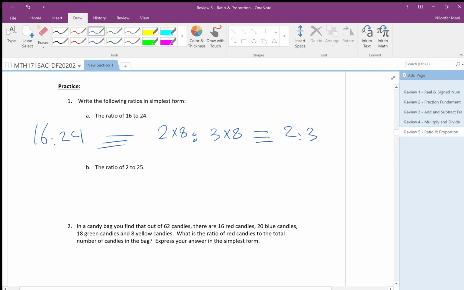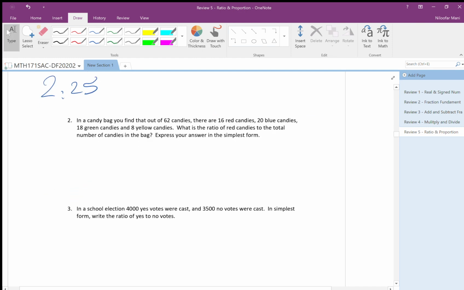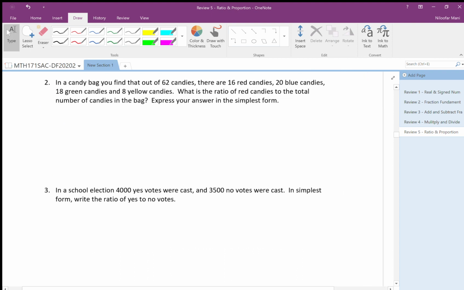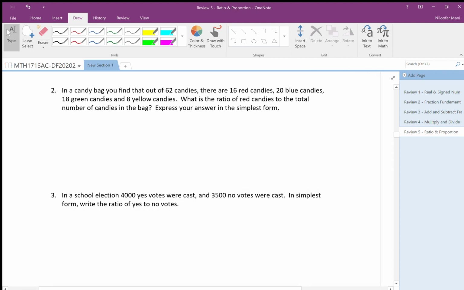I'm comparing 2 to 25. Can I cancel? No, so I just move on. In a candy bag, you find that out of 62 candies, 16 are red, 20 are blue, 18 are green, and 8 are yellow.